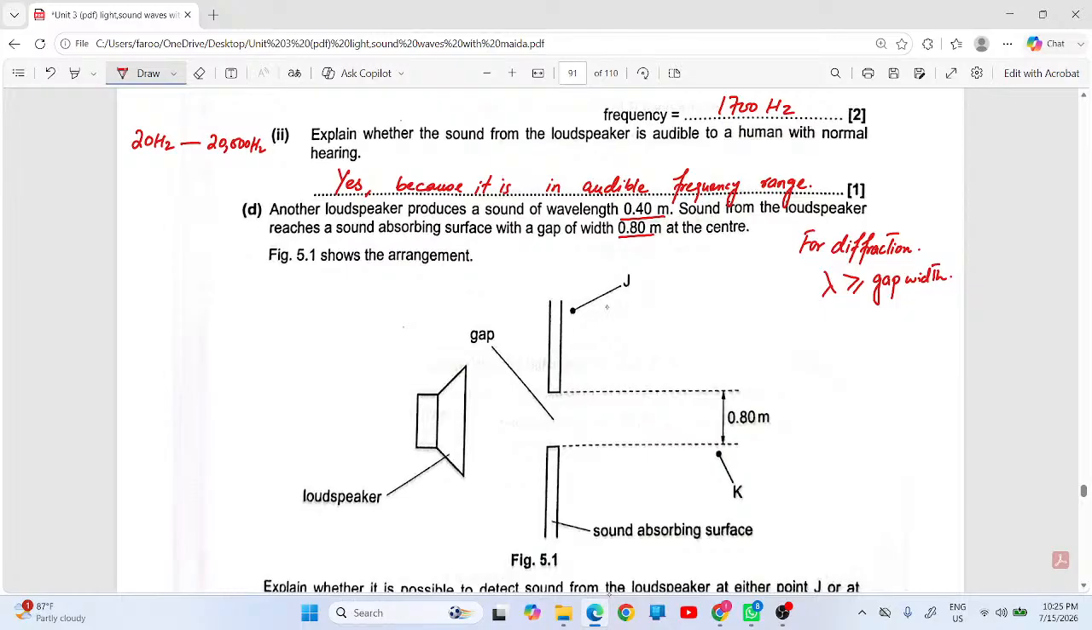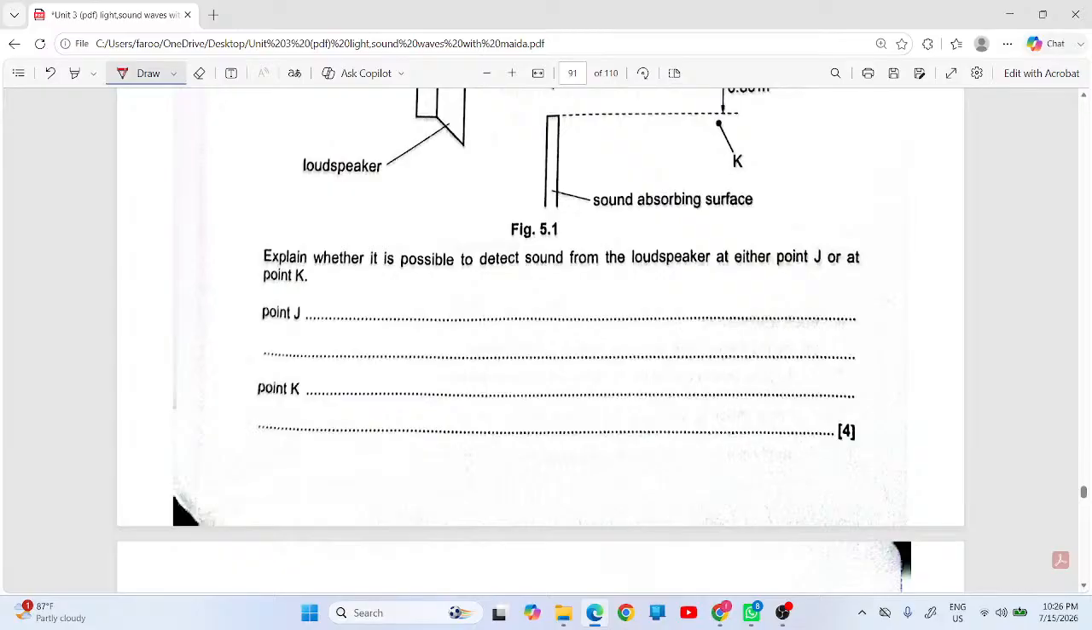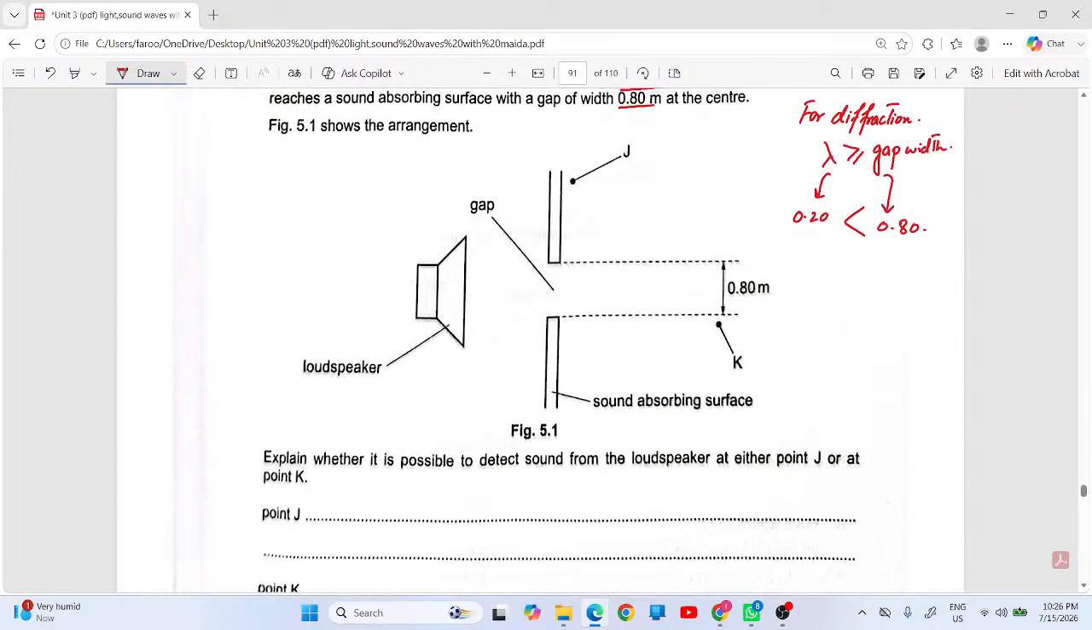Now let's see the wavelength in this question, and the gap size is 0.8. The size of the gap is larger compared to the wavelength. Explain whether it is possible to detect sound from the loudspeaker at either point J or at K. Will you hear sound at J or K?